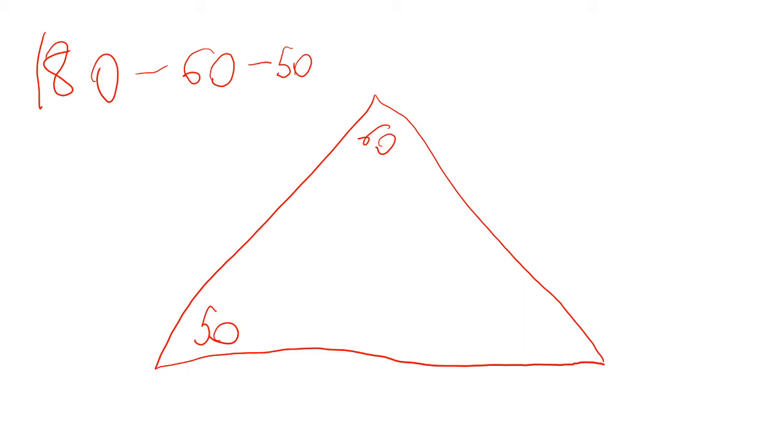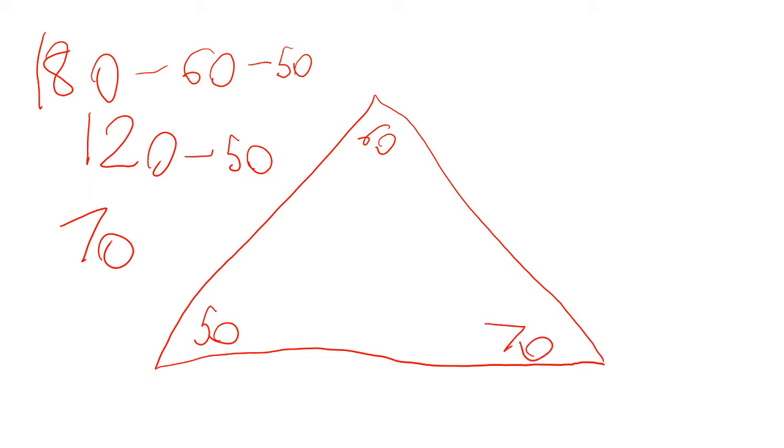Alright, so you've done the subtraction, hopefully. When I'm subtracting, 180 minus 60 is 120. And now we have 120 minus 50. Well, 120 minus 20 is 100. I have to subtract off 30 more. 100 minus 30 is 70. And check this out: 60 plus 50 plus 70 is 180. And this gives me the third angle measure, right?